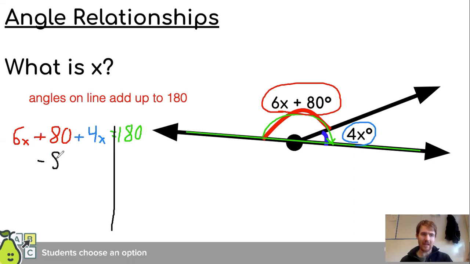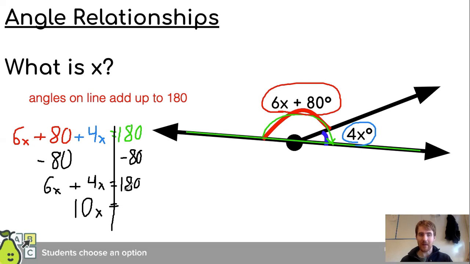We can get rid of this 80 over here. That's going to leave us with 6x plus 4x equals 180. Some of you may be thinking, okay, we need to do minus 4x next. But we don't, because 6x plus 4x are on the same side of the equation. We would do minus 4x if they were on different sides of the equal sign. But because they're on the same side of the equal sign, we can actually just say, well, what is 6x plus 4x? And it is 10x.